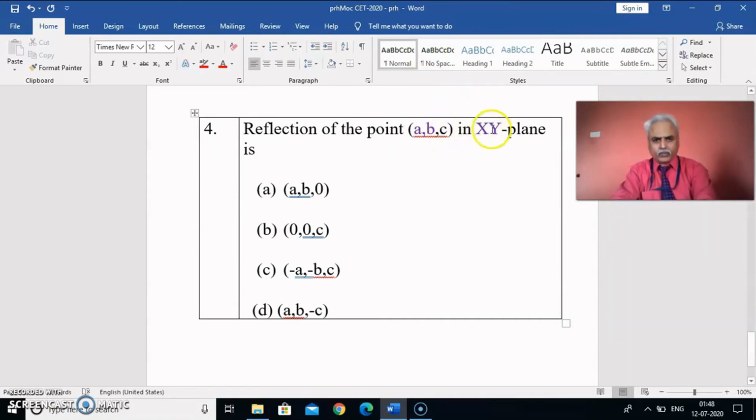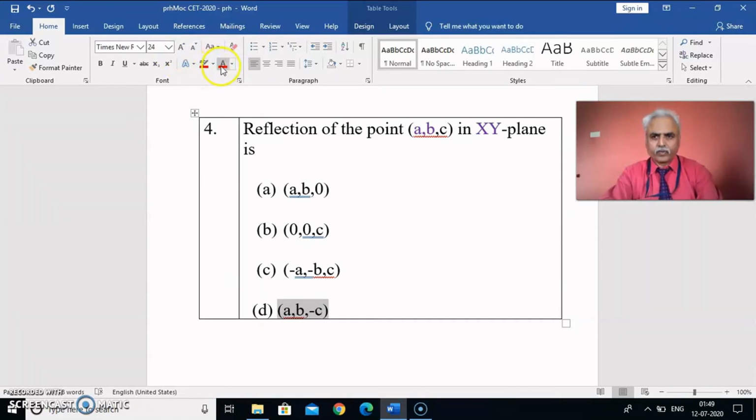So if it is the XY plane and the reflection is asked for any point, you keep the XY coordinates the same, and the remaining one, C, you make minus C, or whatever is there you change the sign. Suppose it is 2, 3, minus 4, then 2, 3, plus 4 will be the reflection, like that. So the answer is here, A B minus C.